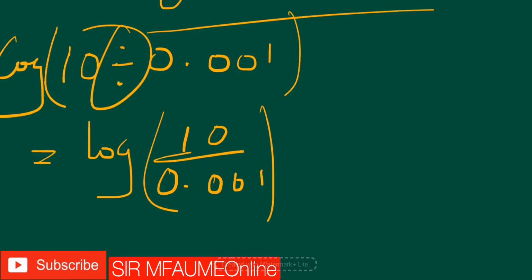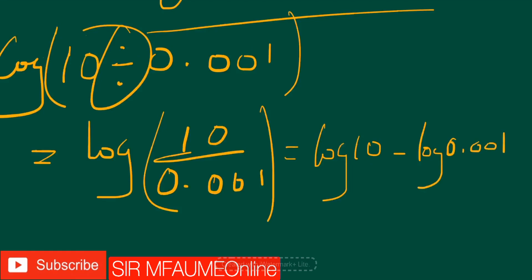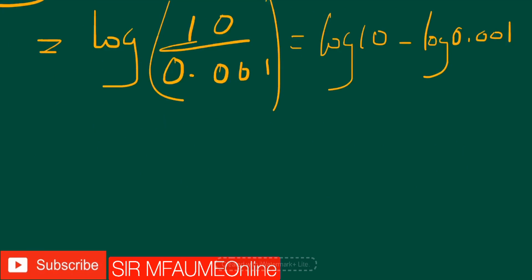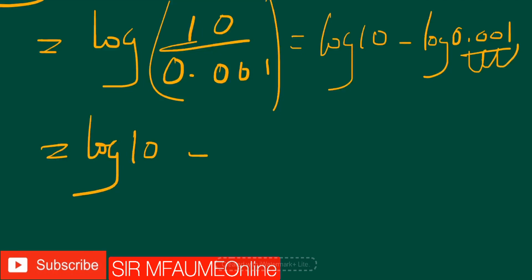How about this one, 10 divided by this one? Log division will be subtraction, so I can say this one equals log 10 minus log 0.001. Now we know that log 10 equals 1, so this is log 10 minus, but how about this one, 0.001? In standard form it will be equal to what? Let me shift this decimal point: first step, second step, third step, so it will be 10 exponent negative 3. So here minus log 10 exponent negative 3.